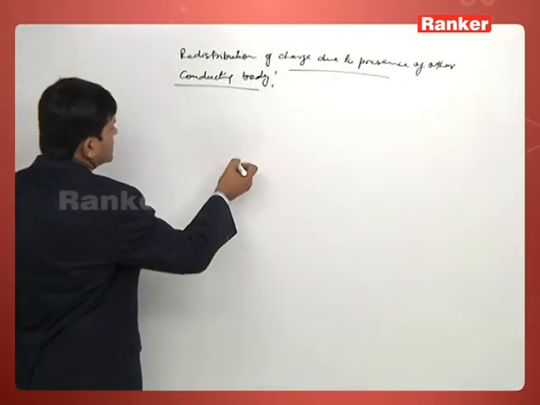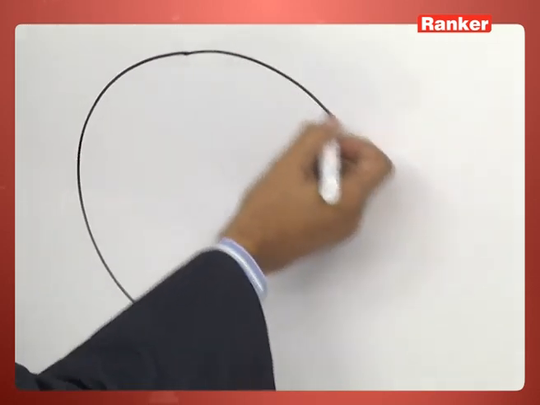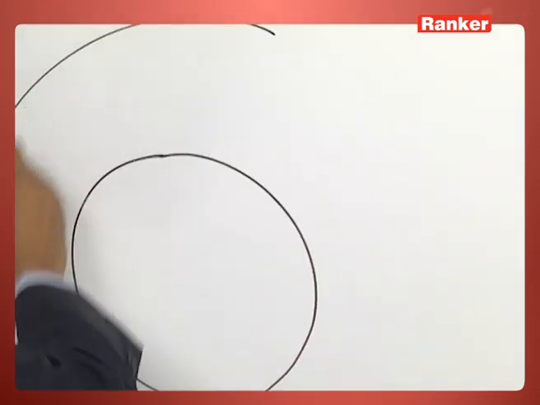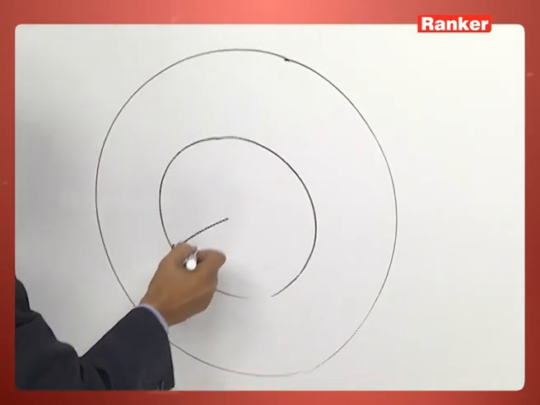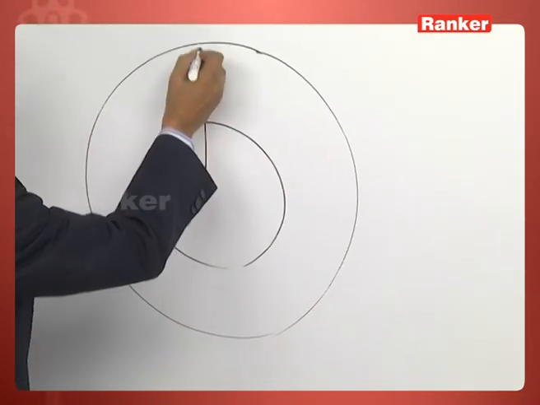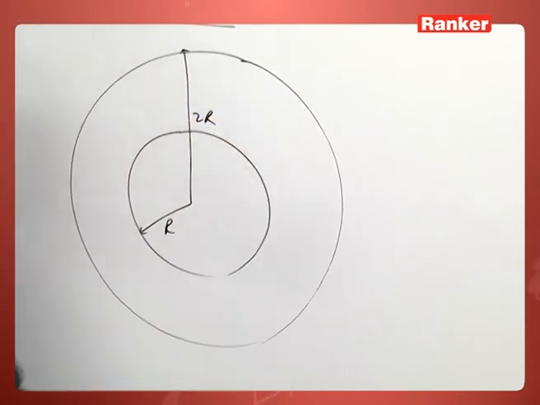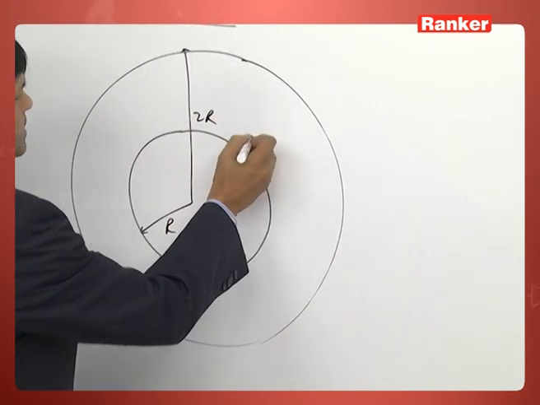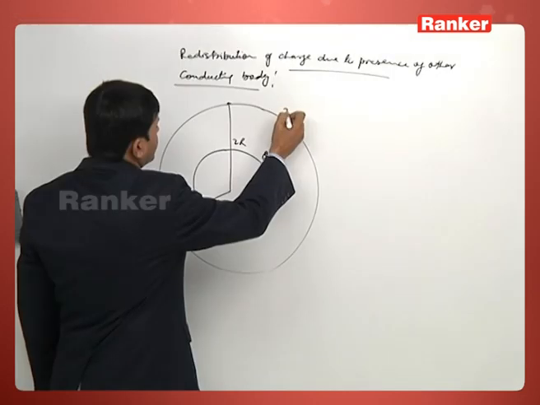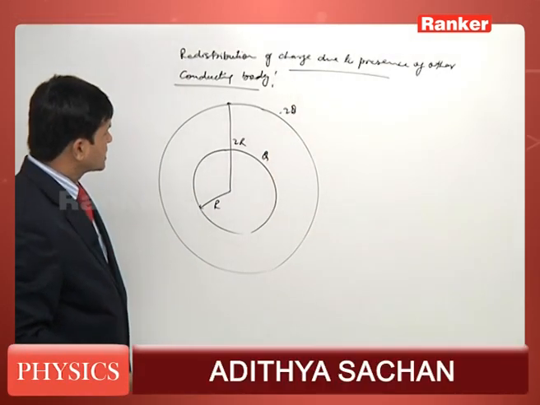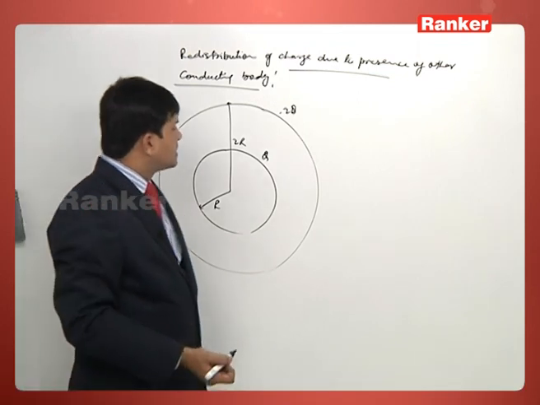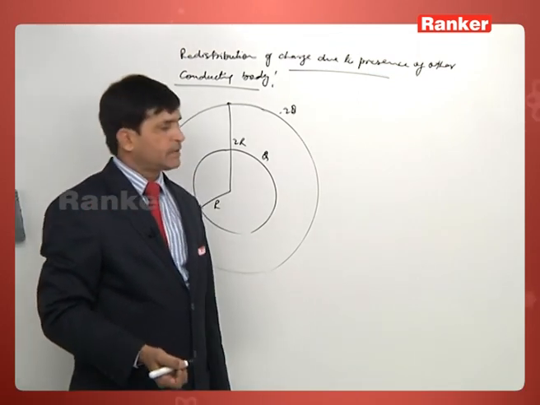So let two spherical conductors kept concentrically, having radius r and 2r and the charge q and minus 2q given on its surface. So find the charge distribution on each surface.